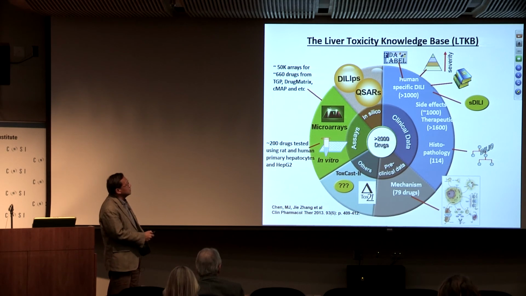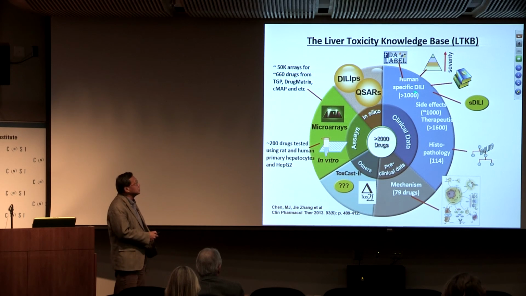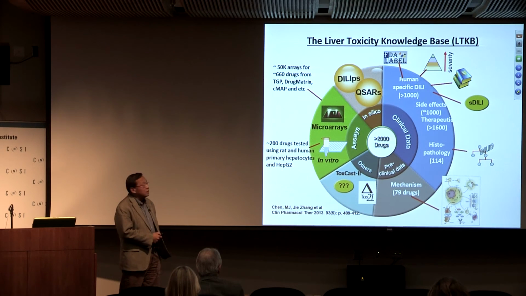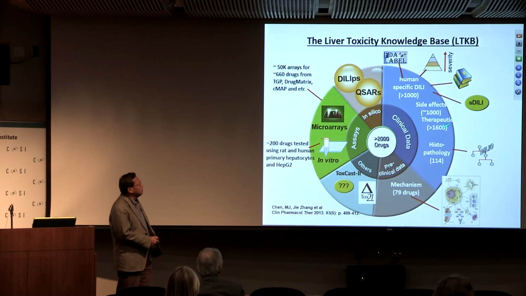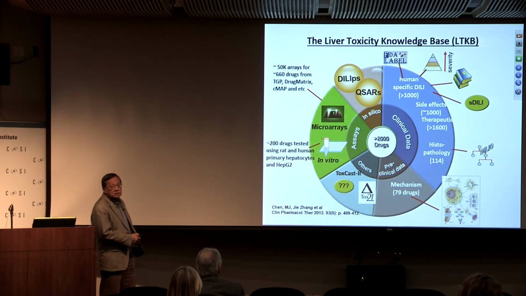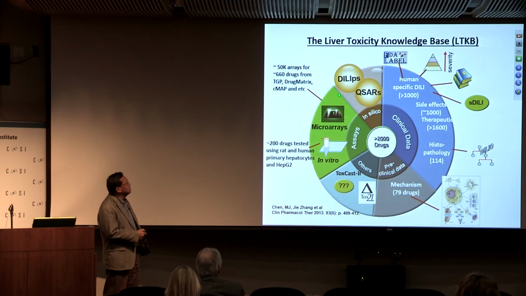This knowledge base includes several components. The first one is the clinical data. We collect and annotate the drugs with all the relevant clinical information, like human-specific DILI. We have more than 1,000 drugs. We also have side effects, therapeutic area, and histopathology. All of these are clinical data. We also have in silico data, with DILI side effects and also QSAR.